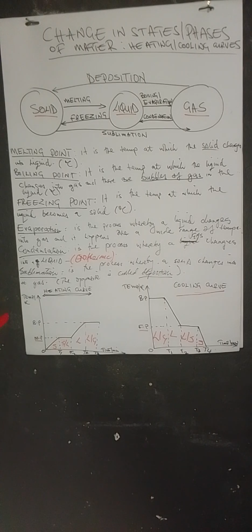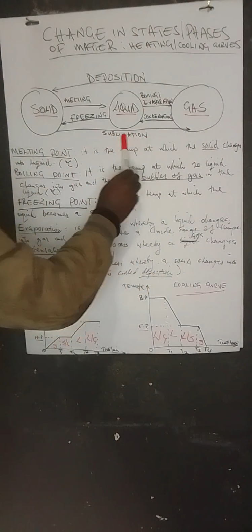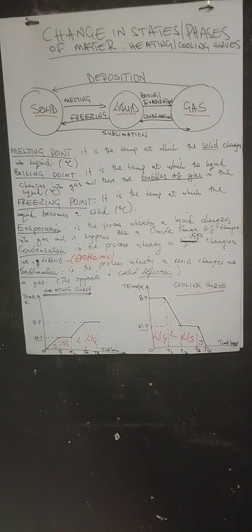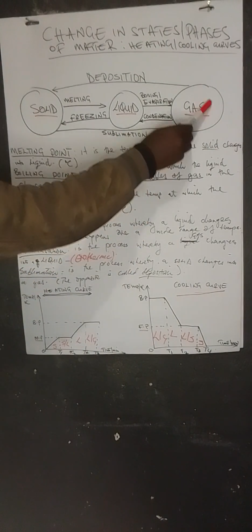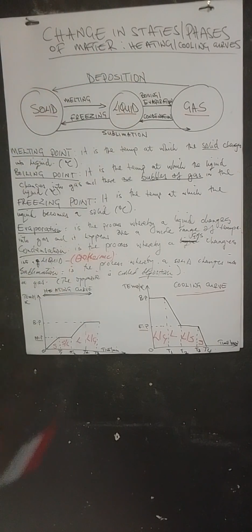Now, you can also have a situation whereby the solid changes directly into gas, and that process is called sublimation. The opposite of that, where a gas is directly changing into a solid, we call deposition. Now, let's just quickly run through the definitions that we have discussed.